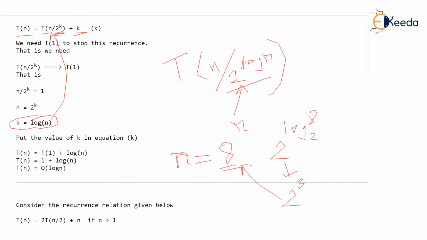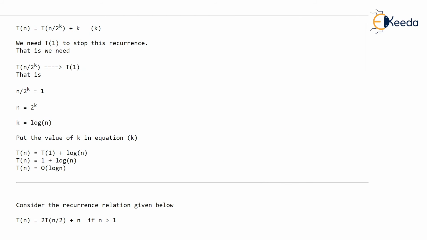So what will this term become in the bracket here? N upon 2 raised to log n is nothing but n upon n. N upon n is 1. That's the way I have written here. Just observe this equation. After substituting the value of k, I got Tn is equal to T1. I hope you are understanding. And then plus k, and this k is nothing but log n, isn't it? So I got Tn is equal to T1 plus log n.